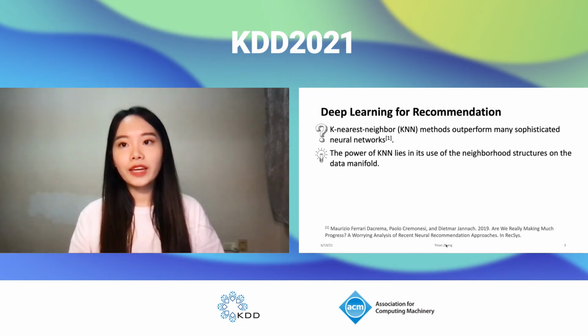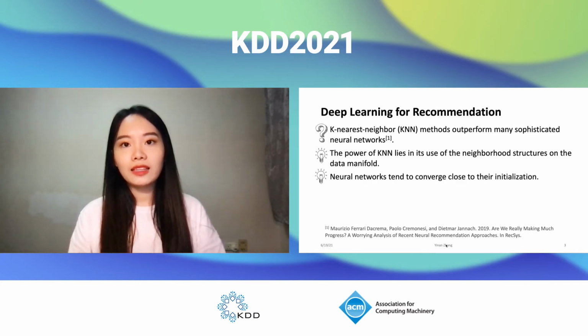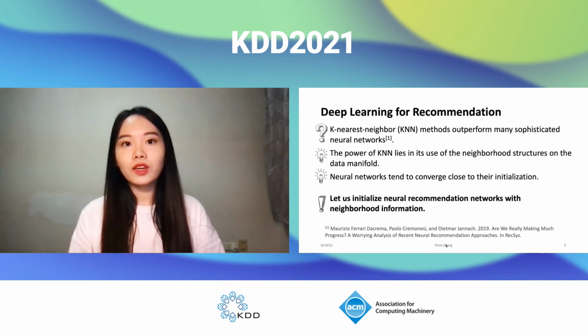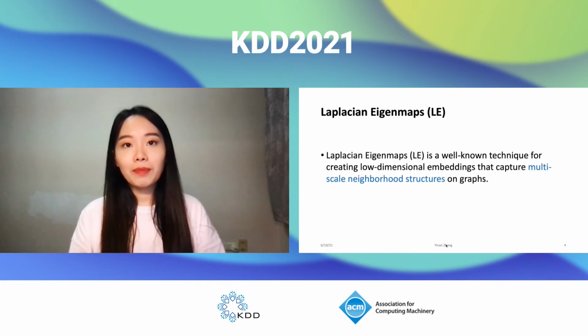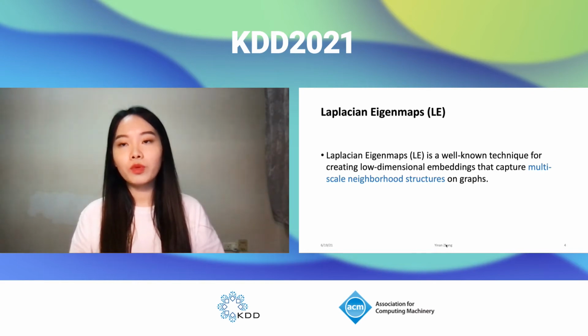And the power of KNN lies in its use of the neighborhood structures on the data manifold. As neural networks tend to converge close to their initialization, a natural thought is to initialize neural recommendation networks with the neighborhood information. Since Laplacian eigenmaps is a well-known technique for creating low-dimensional embeddings that capture multi-scale neighborhood structures on graphs, one possible idea is to apply LE to KNN graphs in recommendation.